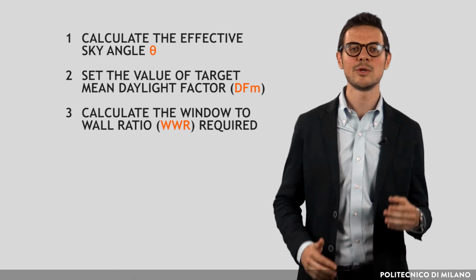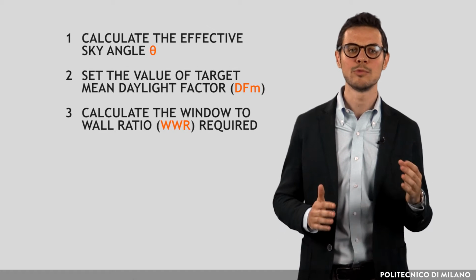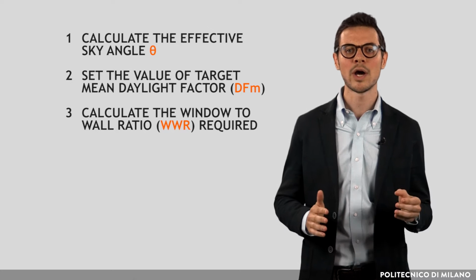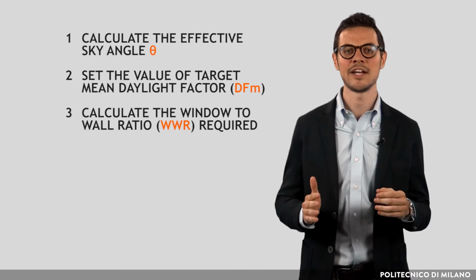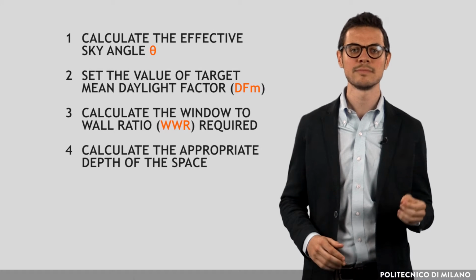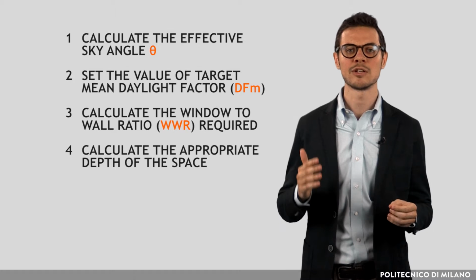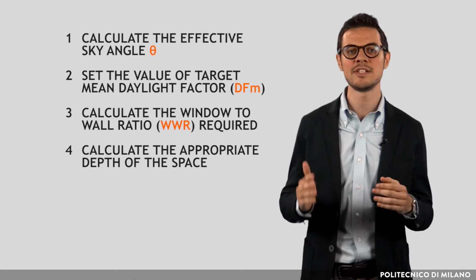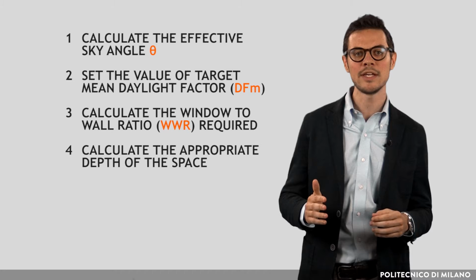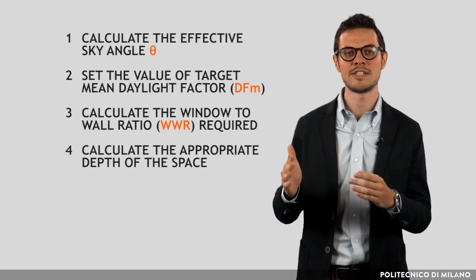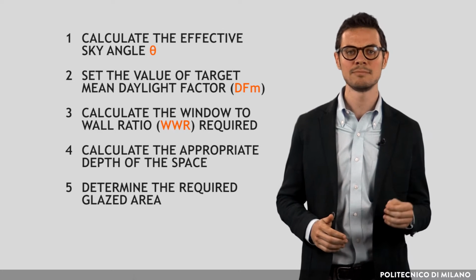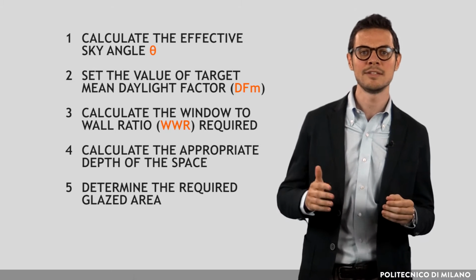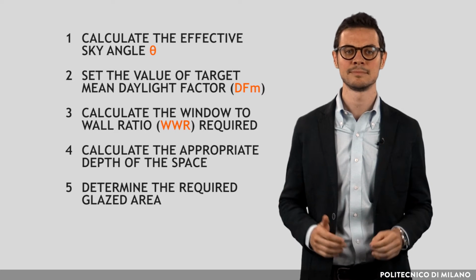Third, calculate the window to wall ratio, WWR, required to achieve the set daylight factor. Fourth, evaluate the dimensional constraints imposed by the target daylight factor chosen in step 2, by calculating the appropriate depth of the space. And finally, fifth, determine the required glass area.